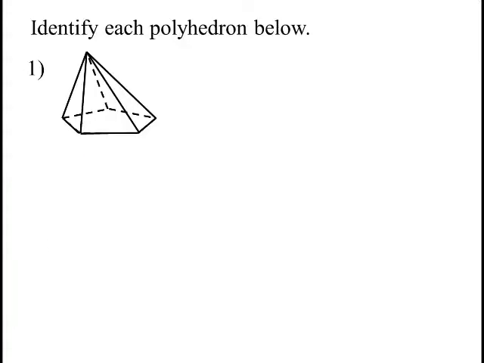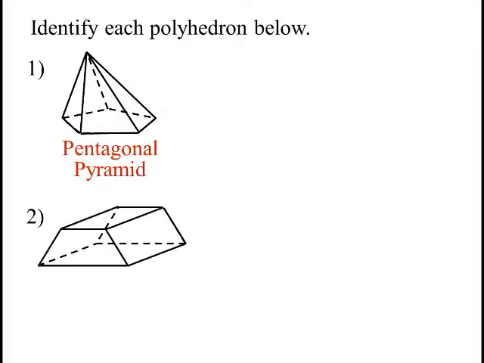You get the idea. Okay, now you try identifying this polyhedron. Well, it's got one base. The top is pointy. All the edges rise up to meet the point at the top. So I definitely think this is some kind of pyramid. What kind of base does it have? It looks like a pentagonal base. So this would be a pentagonal pyramid. Try this one.